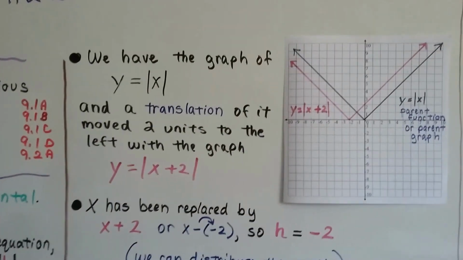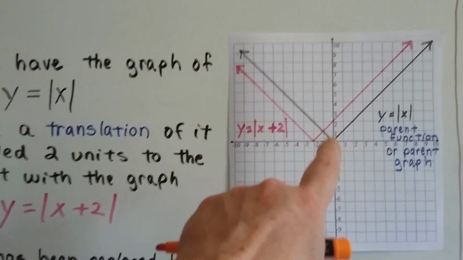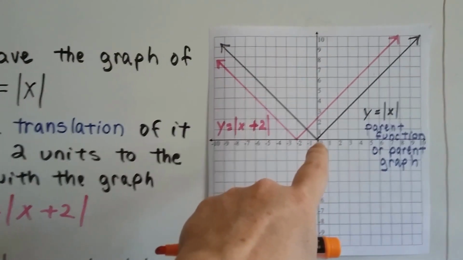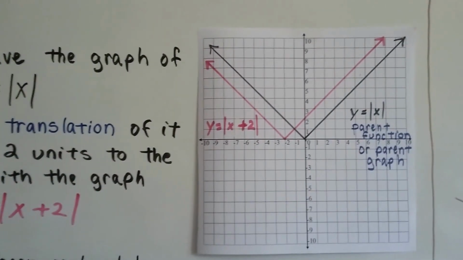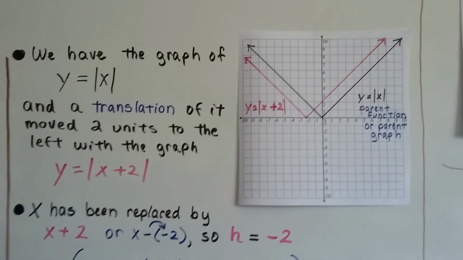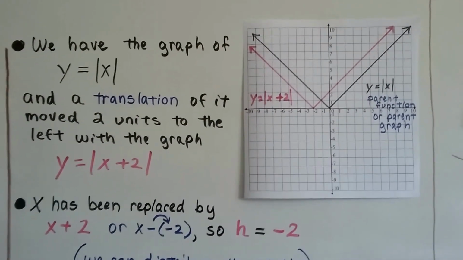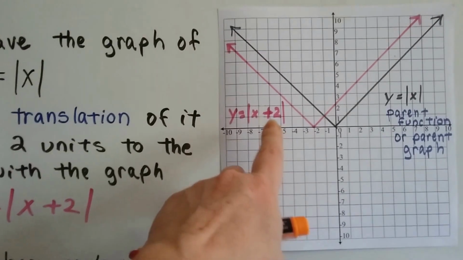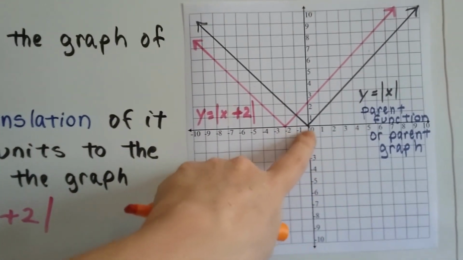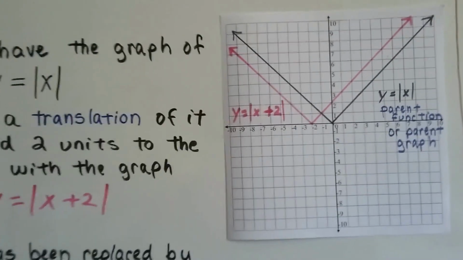So we have a graph of y equals the absolute value of x. That's this black one right here, where the tip of the V, the vertex, is at the origin 0, 0. And this black one's also called the parent function, or parent graph. We have a translation of it moved 2 units to the left with the graph y equals the absolute value of x plus 2. Because this is an addition sign, we're going to move to the left 2 units. 1, 2. And now the vertex is at negative 2.